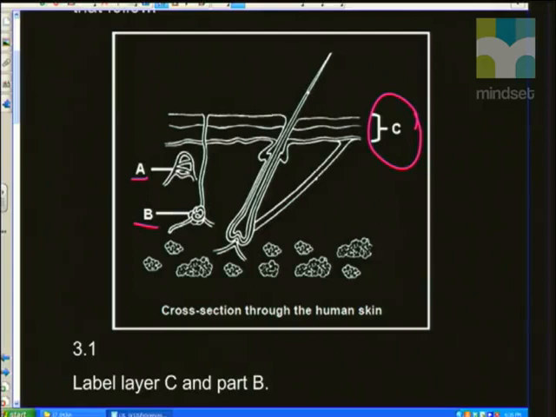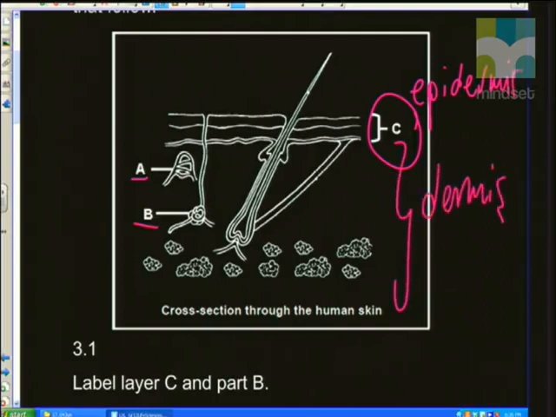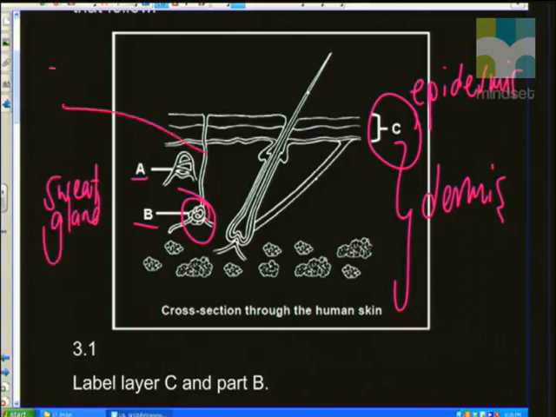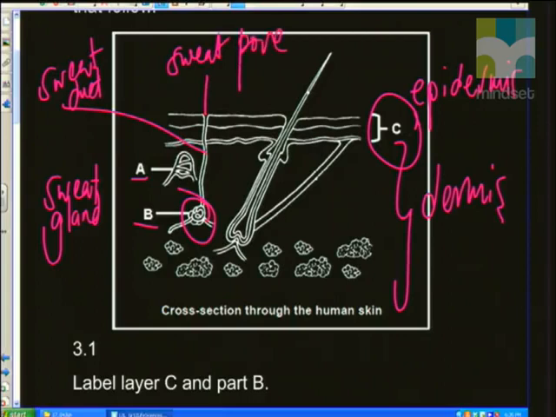Layer C would be the epidermis. Good. Remember, that's the epidermis, and the rest would be the dermis. And part B, this one here, is the sweat gland. Remember, we have a sweat gland, then we have a sweat duct, and on the top will be the sweat pore. Those are the labels that you need to know. Everything around the sweat you need to know there.